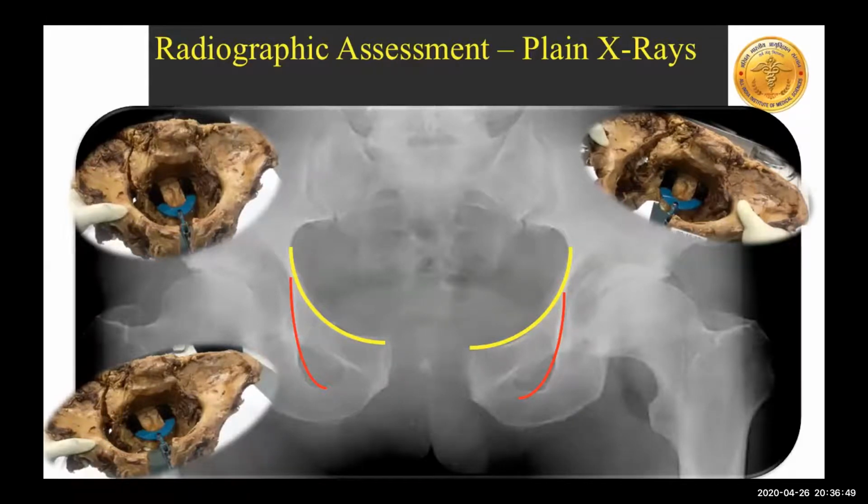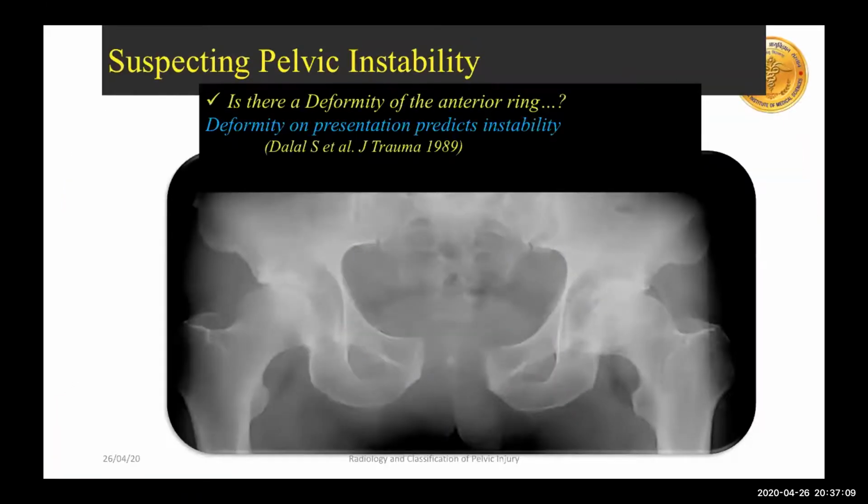So you do your iliopectineal lines, you do your ilioischial lines, you look at the obturator foramen as a rule, and then you look at what is happening posteriorly, and you draw the arcuate lines, as well as see what is happening to your sacral foramina. And then you have a look at your SI joints on both sides. Once you've done that, the basic question that we are asking ourselves looking at these X-rays is, what is the extent of pelvic instability? The first thing we ask is, is there a deformity of the anterior pelvic ring?